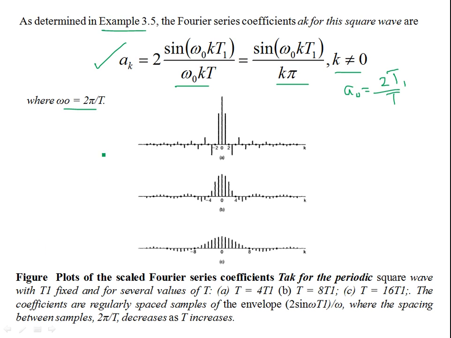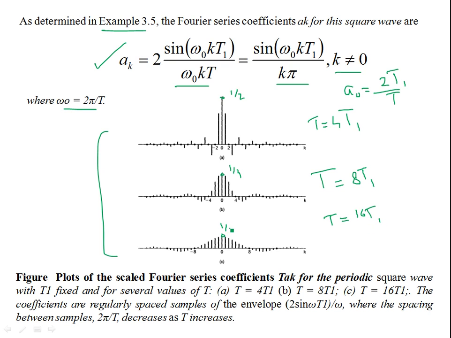Now, in the figure below, these are the plots for this. In figure A, T1 is fixed, so T is 4T1. Over here, T is 8T1, and you can see how the DC Fourier coefficient's strength is reducing, because as you increase capital T, the strength is going to reduce. For example, for 4T1 this is half. For 8T1, this becomes 1/4. For 16T1, it's even less. This plot is for T equal to 16T1, and the DC coefficient is 1/8.